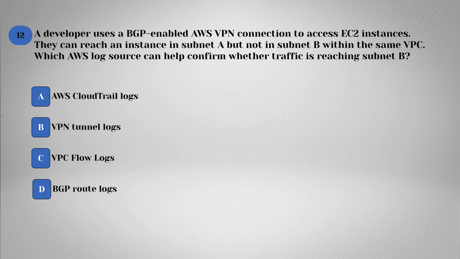A developer uses a BGP-enabled AWS VPN connection to access EC2 instances. They can reach an instance in subnet A but not in subnet B within the same VPC. Which AWS log source can help confirm whether traffic is reaching subnet B?